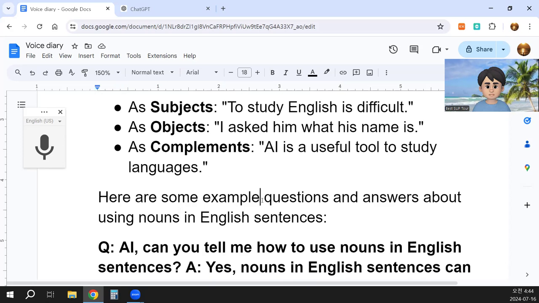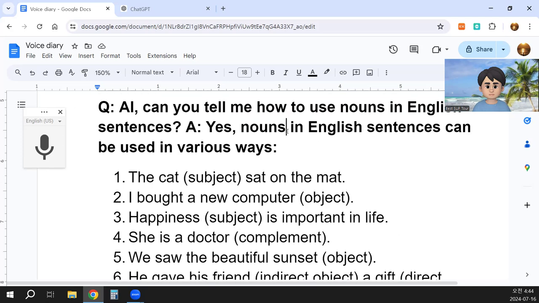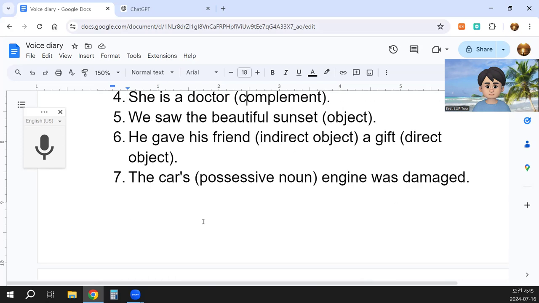Here are some example questions and answers about using nouns in English sentences. AI, can you tell me how to use nouns in English sentences? Yes, nouns in English sentences can be used in various ways. The cat sat on the mat. I bought a new computer. Happiness is important in life. She is a doctor, complement. And then we saw the beautiful sunset, object. He gave his friend a gift.